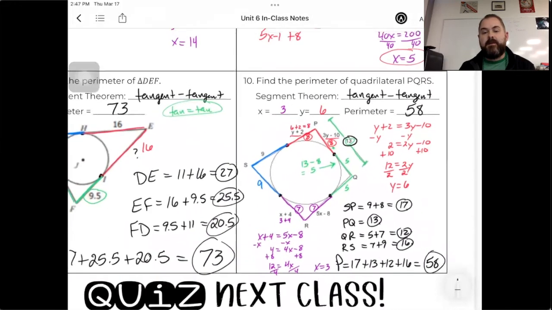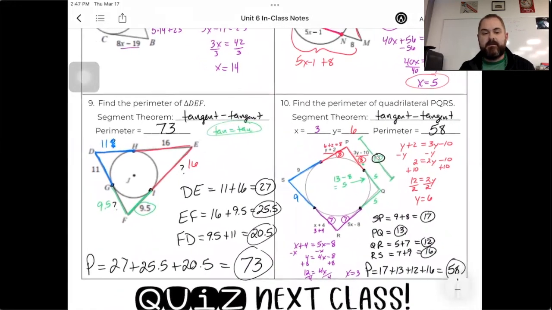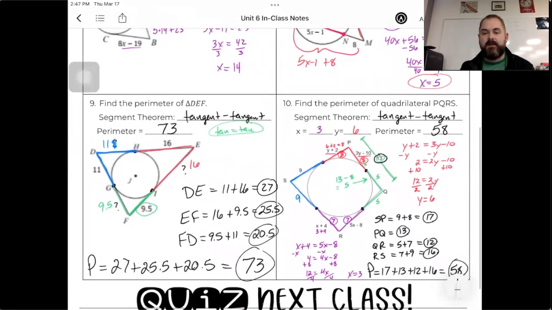Okay. If you need any more assistance with this, send me a message in Canvas or find me in class and we'll talk about it. But this covers the lesson of circle segment theorems.